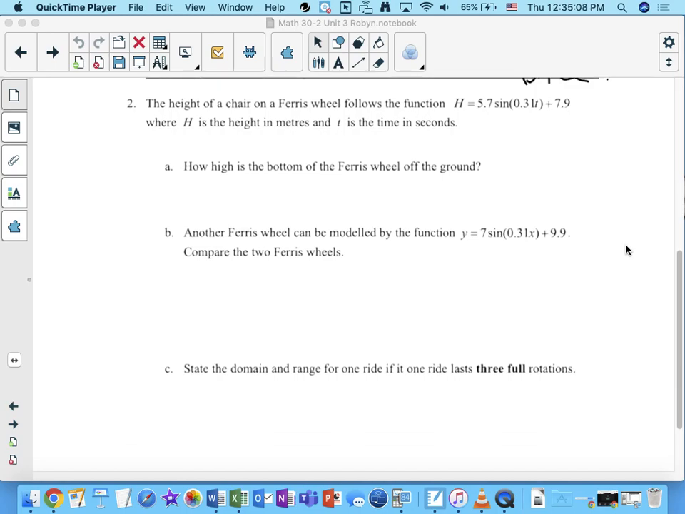So we are on page 52. We're going to continue doing a couple more just application questions. And then we're going to talk a little bit about sinusoidal regression, which will be a good little review of regression, because we haven't done that in a while. And then we're going to be done this unit.